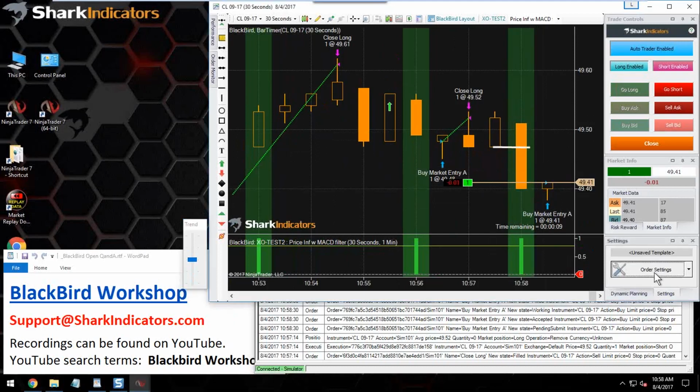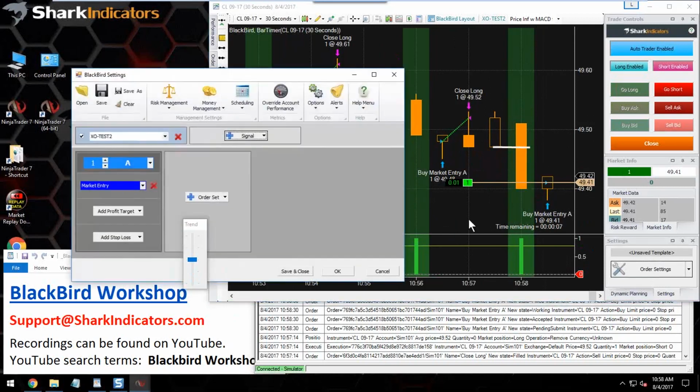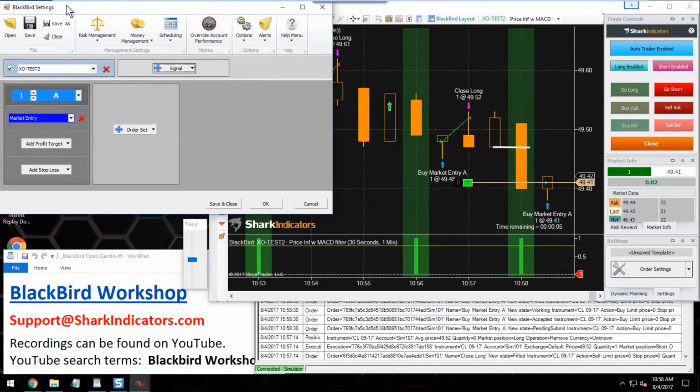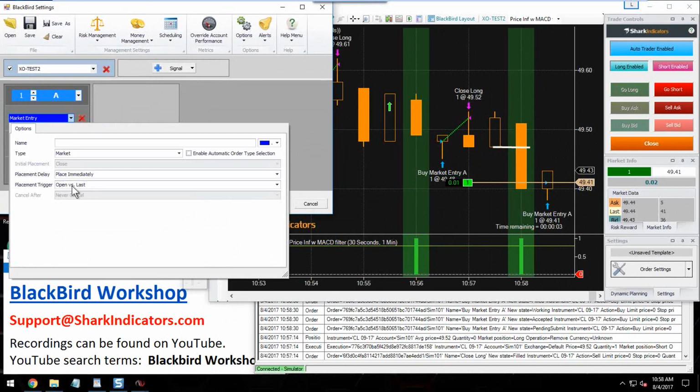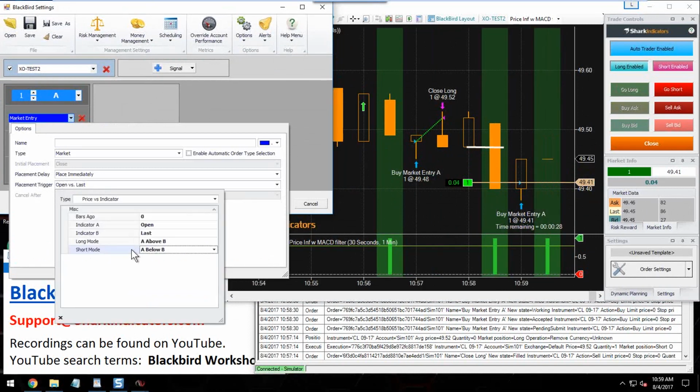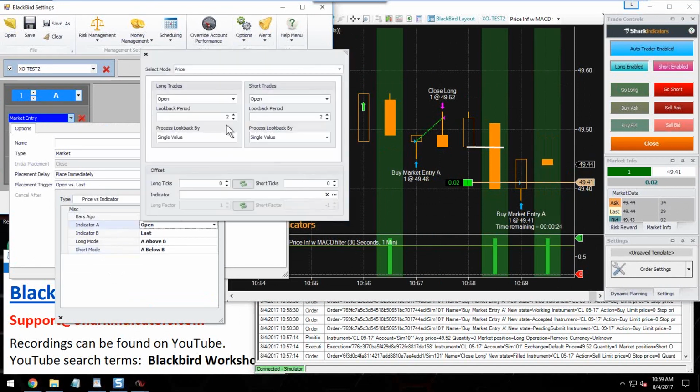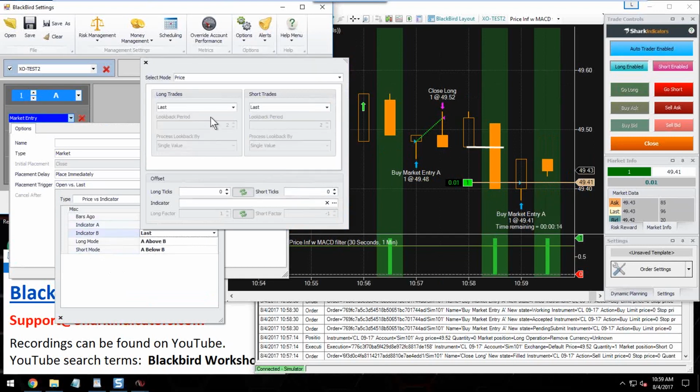Let me take a look at my trigger condition here again. So the placement trigger. Let's see. So that is the open. Yeah, single value open. And let's see, we're using the last value.